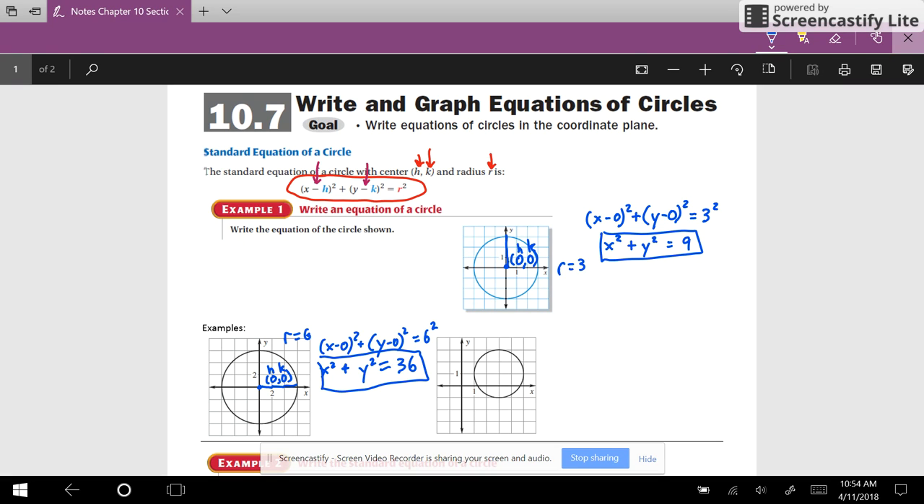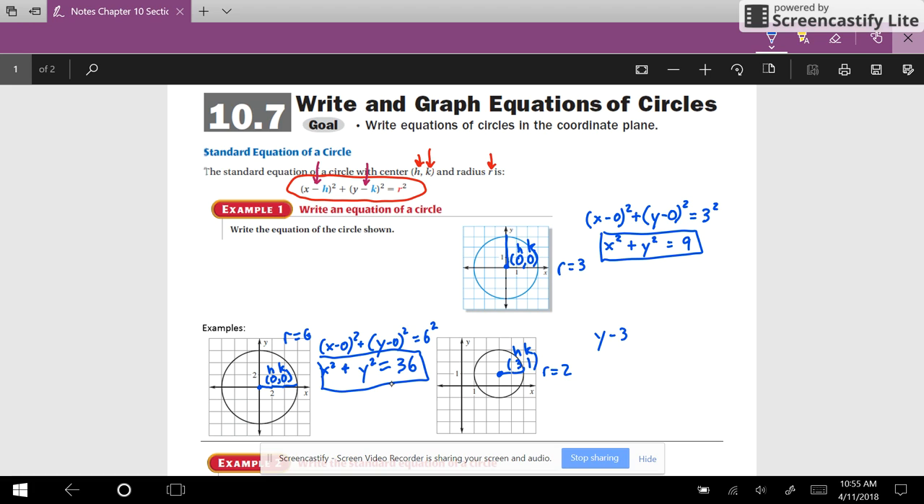Next problem, here the center has moved. So we have to find the ordered pair of the center. Looks like we went 3 units to the right, and then went up 1. So 3, 1 is my center, so that's the h and the k. They're not zeros this time. For the radius, 1, 2, we went 2 to the right. So the radius is 2. So let's fill this in.